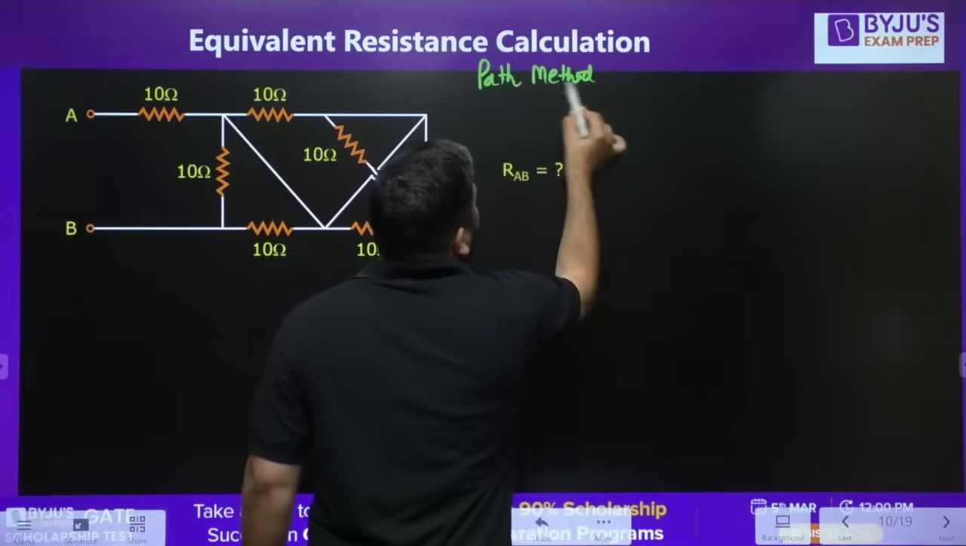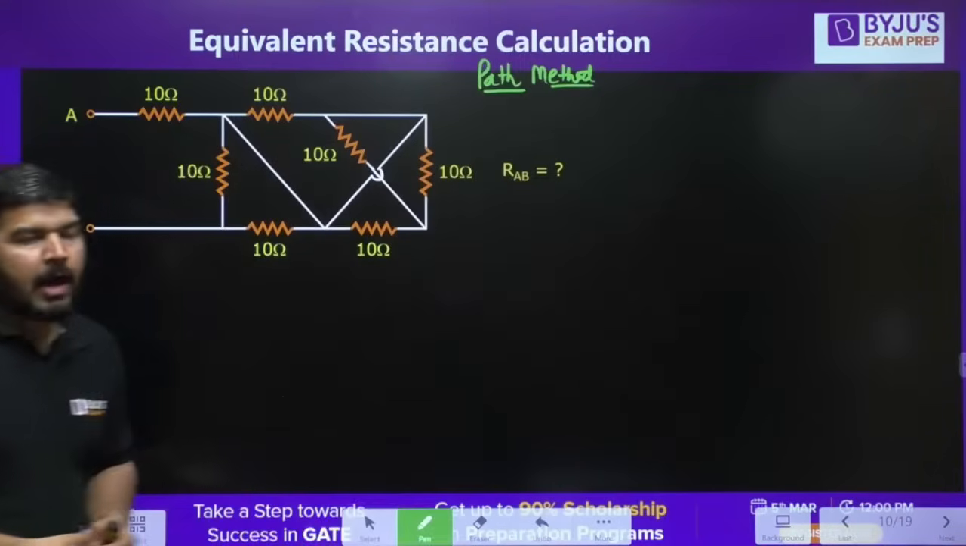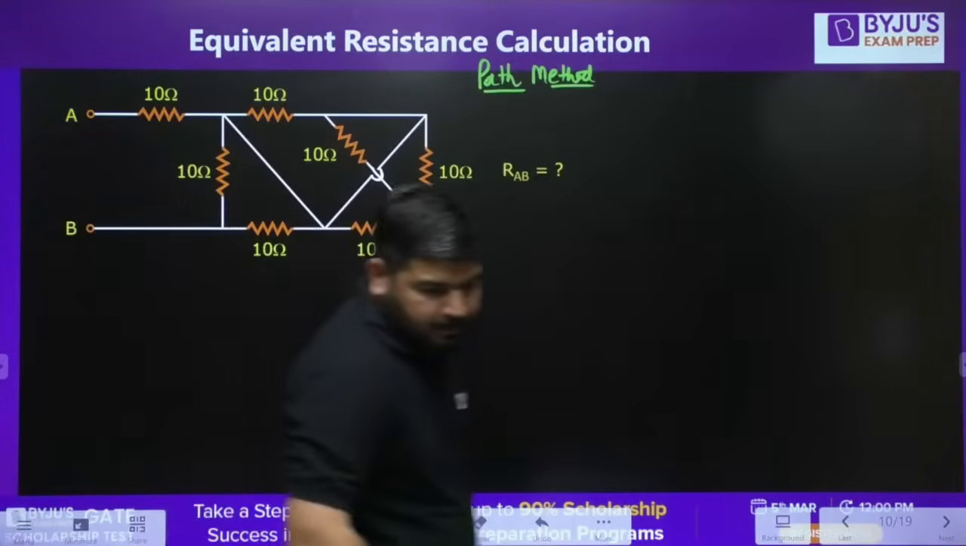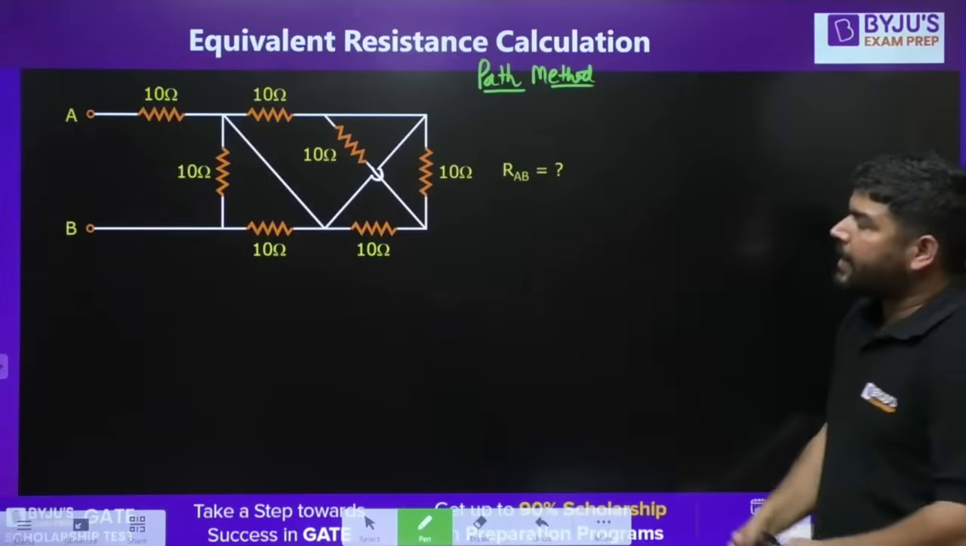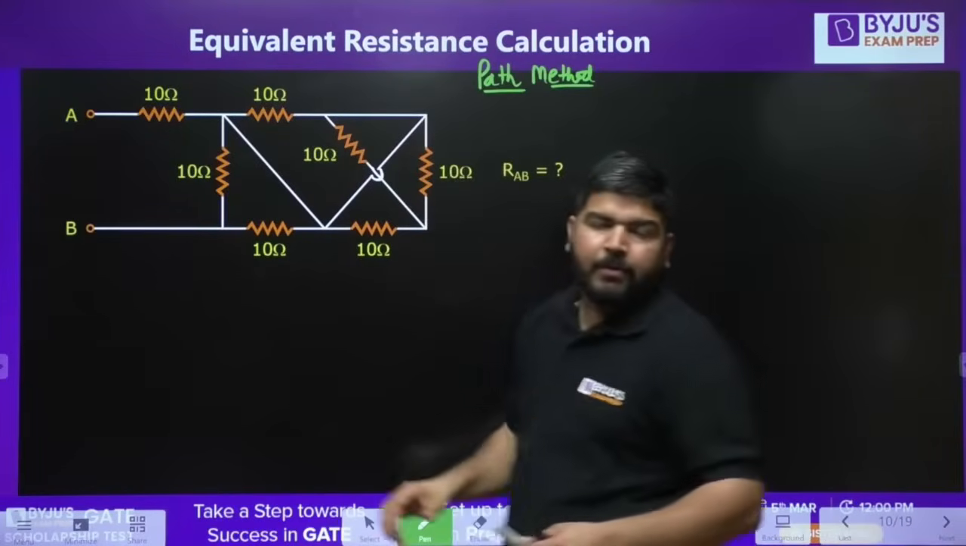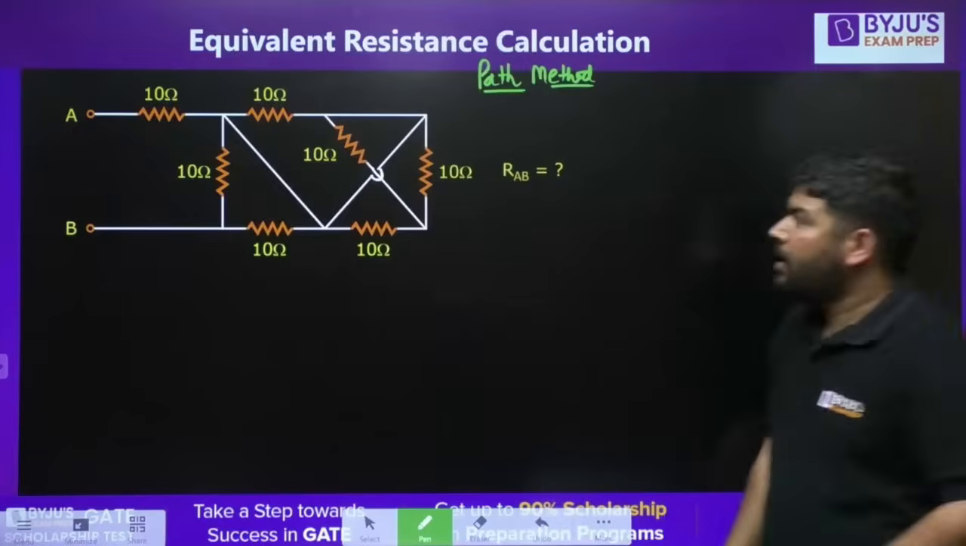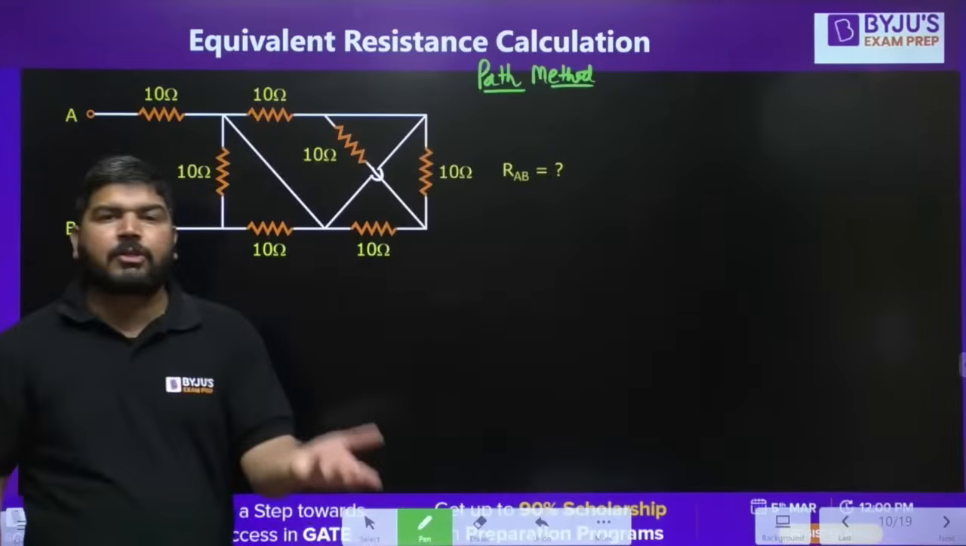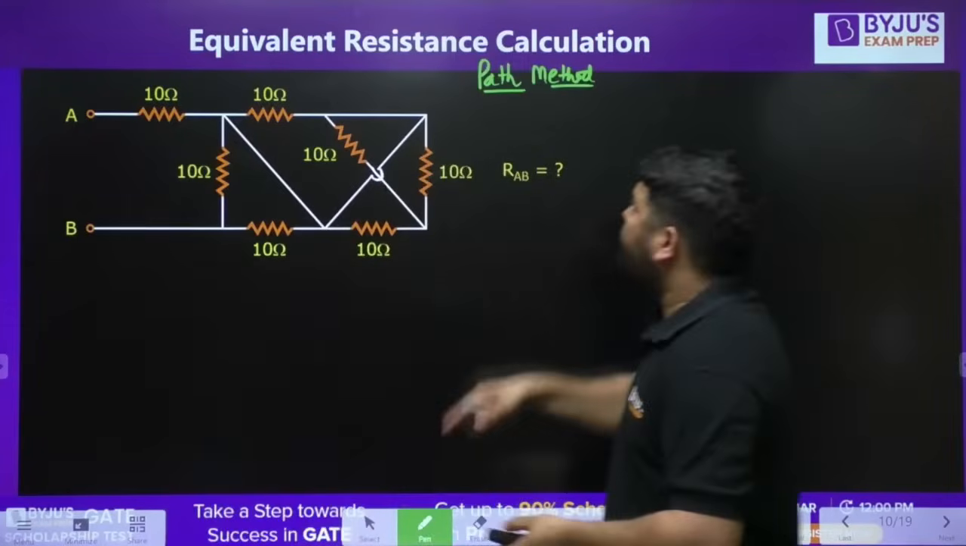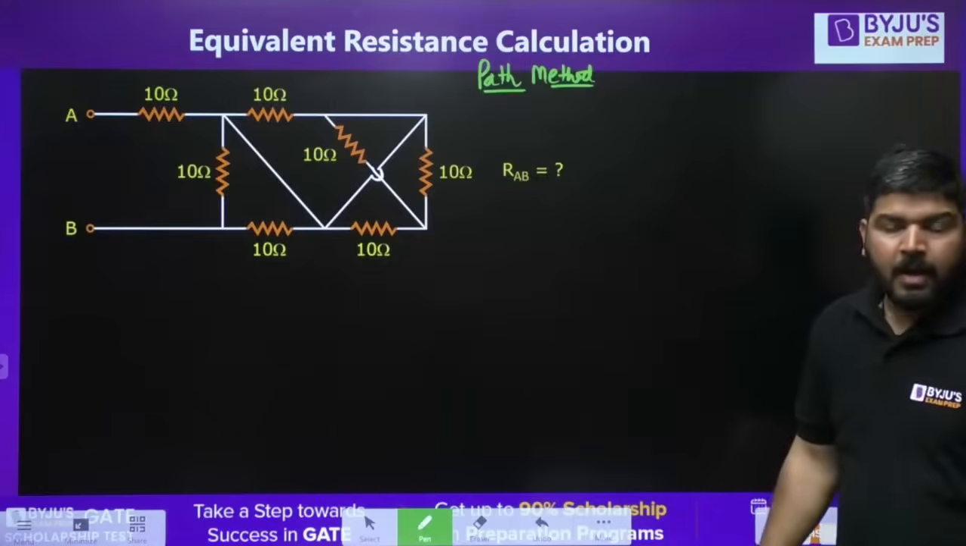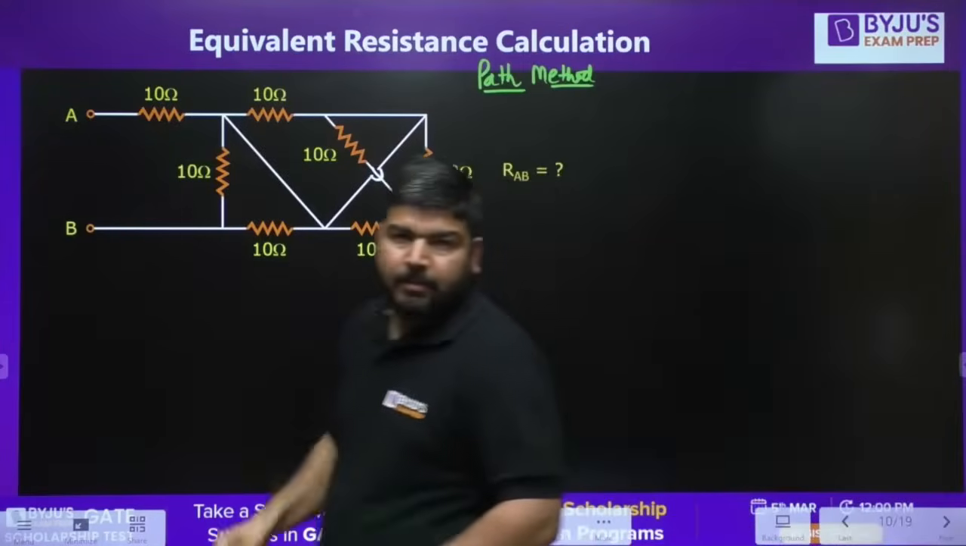What is this path method? How to apply this method? Whenever the circuit is complicated like this, and it's not easy to recognize which two resistances are in series and which two are in parallel, then we use this method, the path method. Now the question is how to apply the path method.